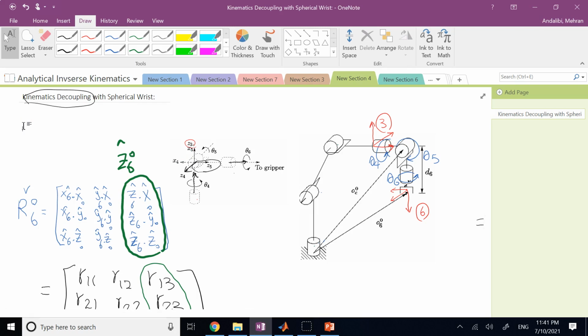Okay, so there are too many details about the robots. Right now we are just looking at the basics, and hopefully as we move toward future lectures we discuss more and more here.